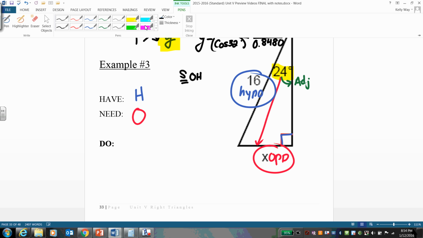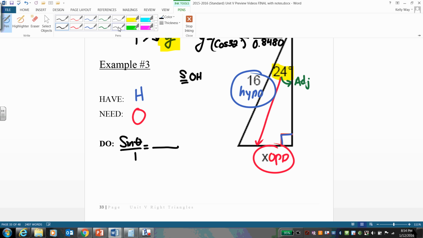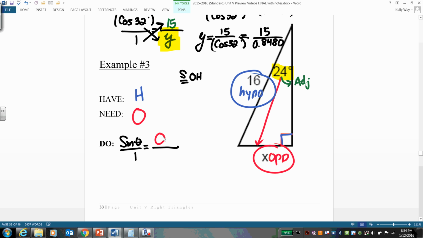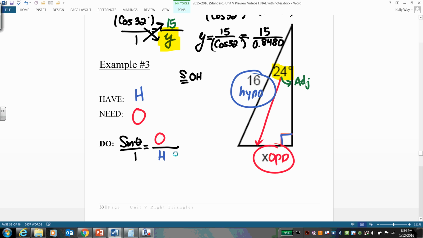Sine of theta over 1 equals opposite, and opposite always goes on top, over hypo. Always write your equation.